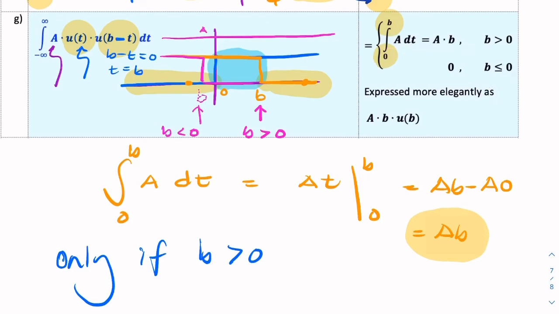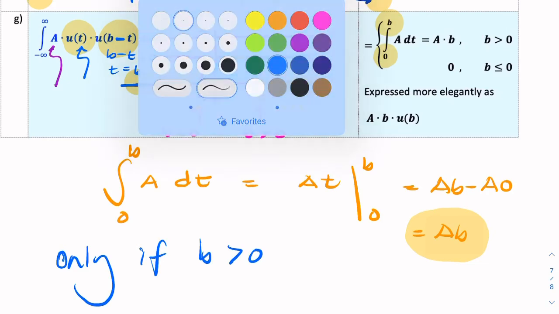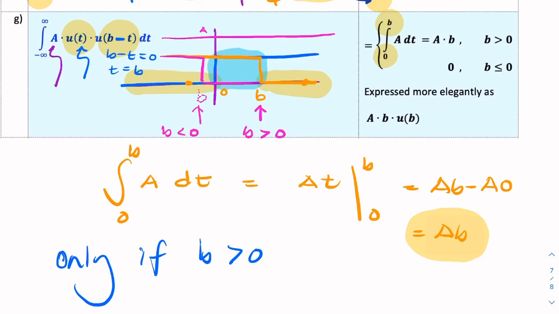So which is the answer? Is it a times b or is it 0? Well, what we're trying to say is the answer is a times b only when b is greater than 0. Mathematically, there is a nice deterministic way to say that. If we were to say a times b multiplied by a unit step of b, that means it's a times b if b is positive, and it's 0 if b is less than or equal to 0.